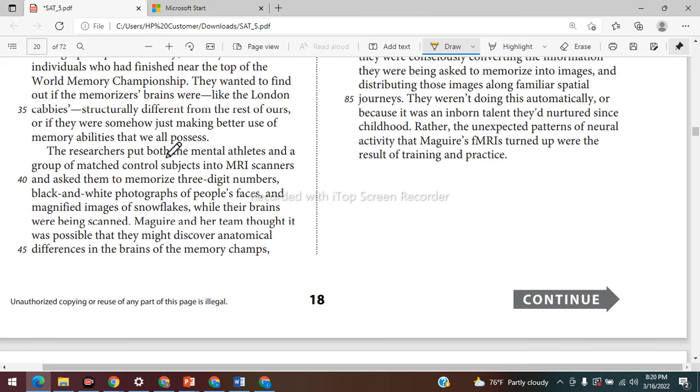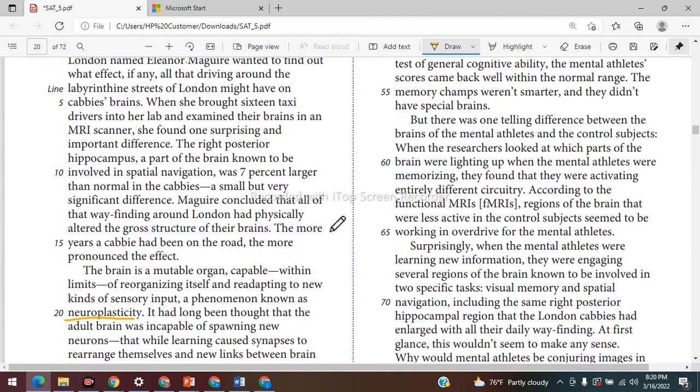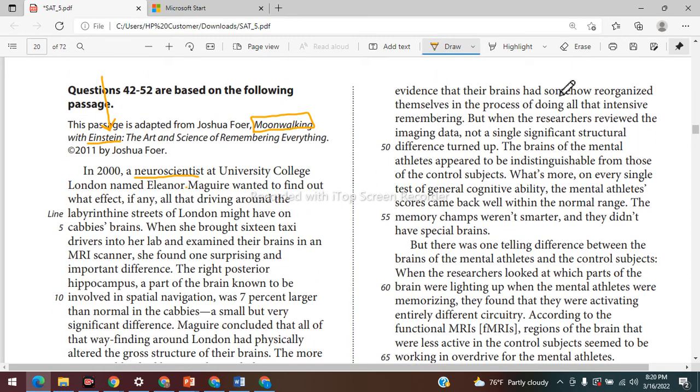The researchers put both the mental athletes and a group of matched control subjects into MRI scanners and asked them to memorize 3-digit numbers, black and white photographs of people's faces, and magnified images of snowflakes while their brains were being scanned. Maguire and her team thought it was possible that they might discover anatomical differences in the brains of memory champs. Evidence that their brains had somehow reorganized themselves in the process of doing all that intensive remembering.